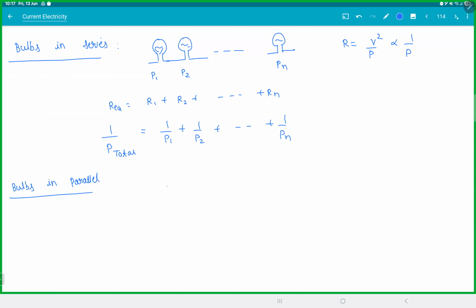If you keep bulbs in parallel, then the total power will be P1 plus P2 plus so on. Clear with this?